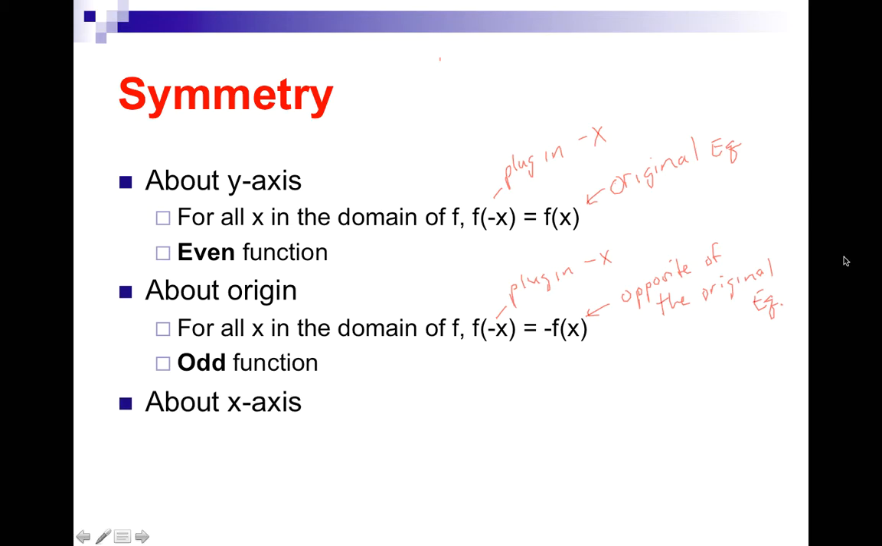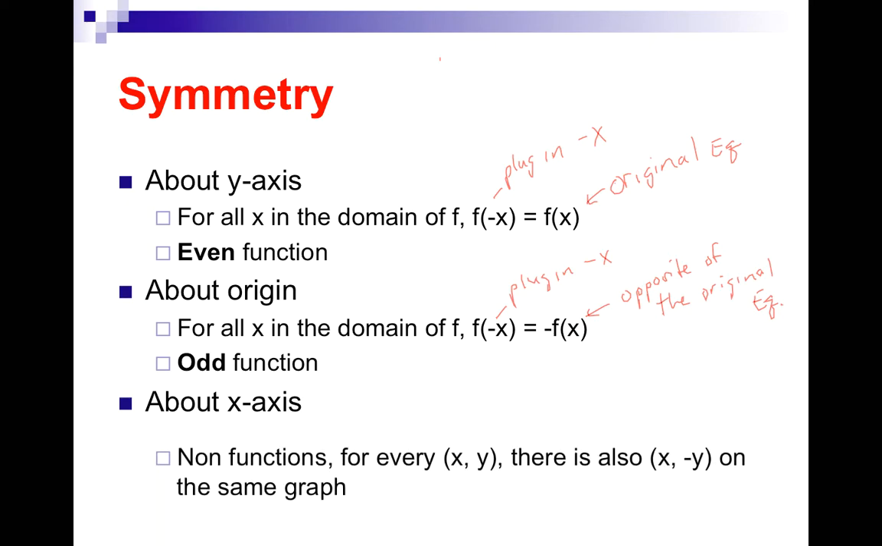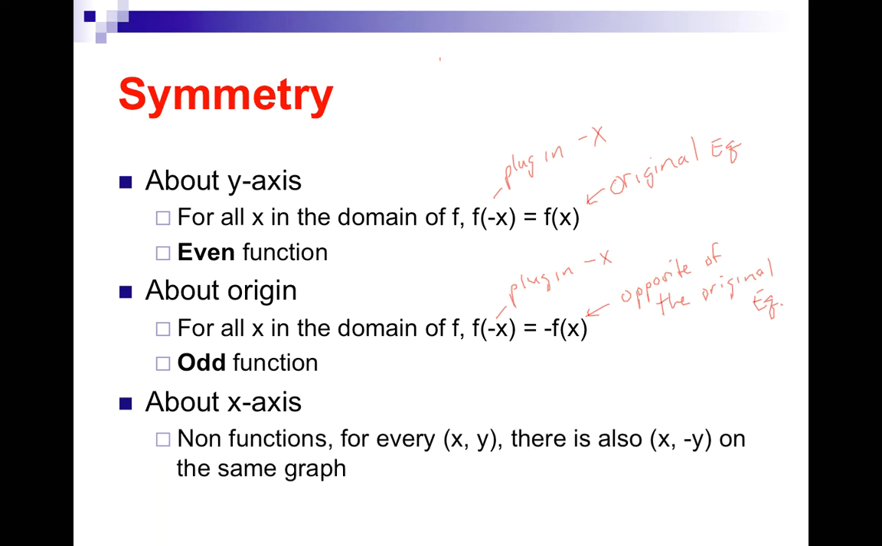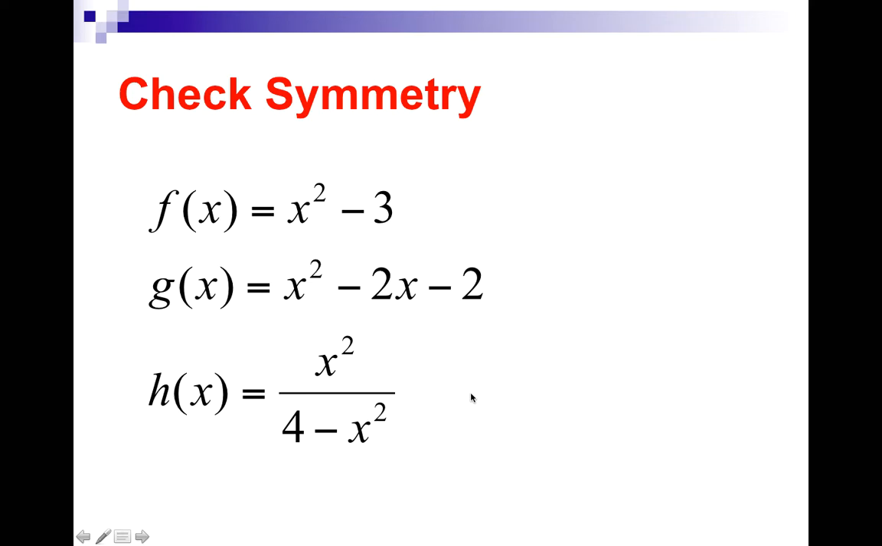But we also have the other type of symmetry, and this is about the x-axis. These are non-functions because they would fail the vertical line test. But this says if you plug in negative y into your equation, you get out the original equation. That's symmetric about the x-axis. Not too many of these. We can do them, but there's not too many. So let's start with the first one. I want to check the symmetry.